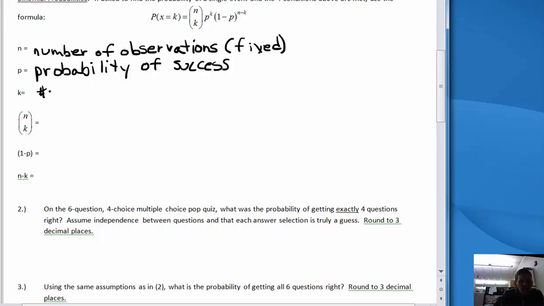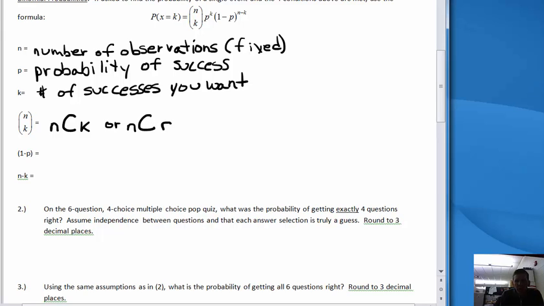K refers to the number of successes we want. For example, if there's a question that says you're flipping a coin 4 times, what's the probability of getting 3 successes? K would be 3. This parentheses around the n and the k is another way of talking about something called a combination, which you may remember from Algebra 2. It's sometimes abbreviated like this. On the graphing calculators, it's abbreviated nCr.